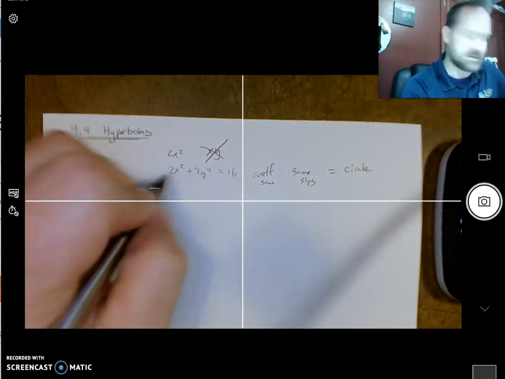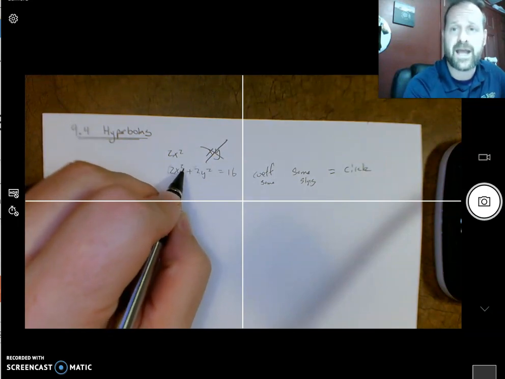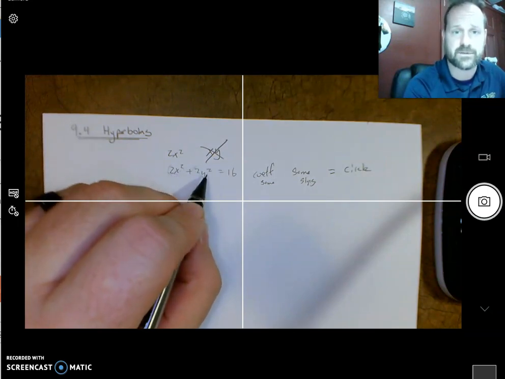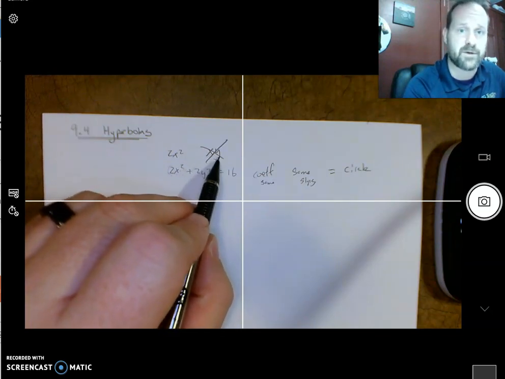Coefficients same, signs same, circle. Again, you just have to look at the term with the x squared and the y squared terms. Ignore all the rest. But that's only if there's no xy term under multiplication. All the ones we've done so far have no xy term.